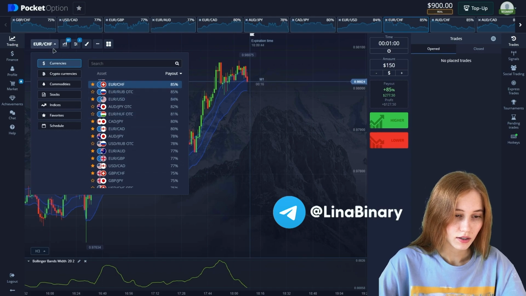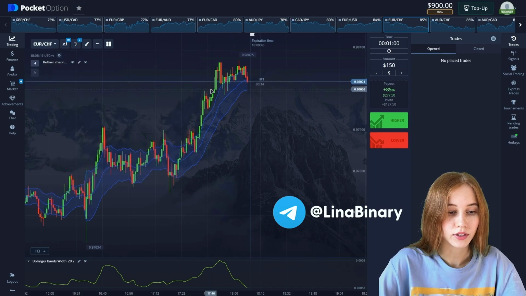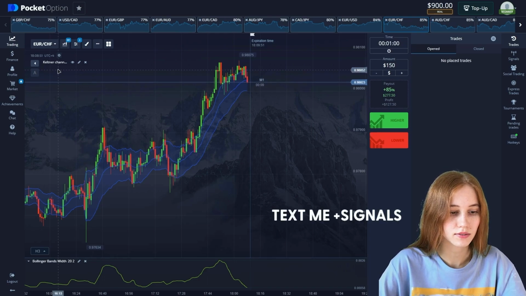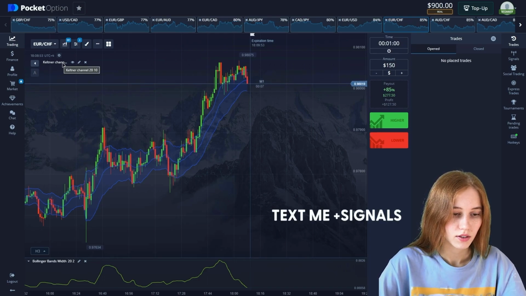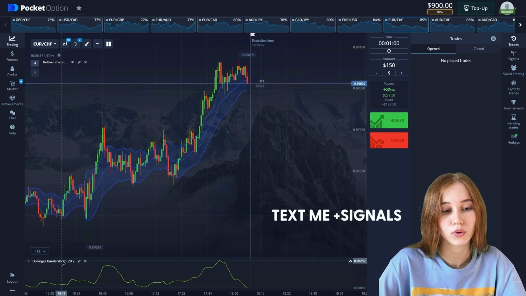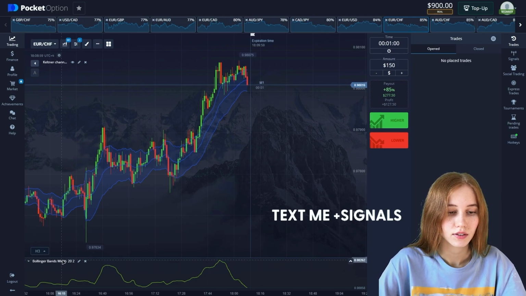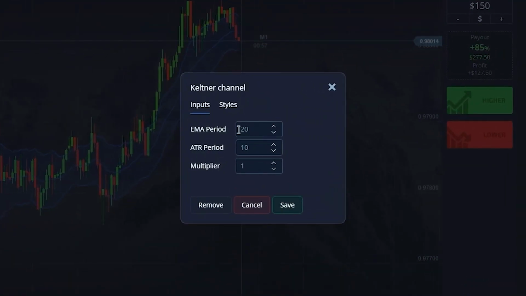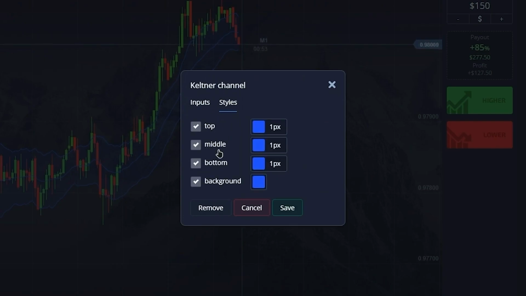Also, today we'll use two indicators, Keltner channel and Bollinger Bands. So let me tell you about them. These are the settings of the first indicator. This is Keltner channel. I'll tell you a little about this indicator.